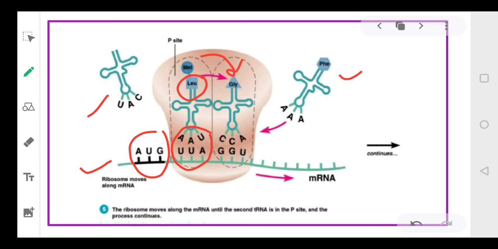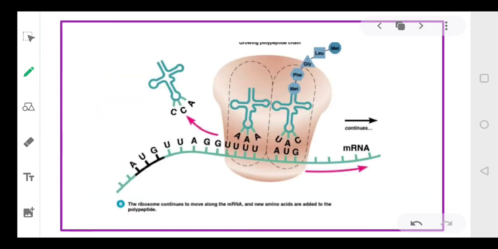Okay, now the fourth tRNA has also come. Once this finishes its work, it will leave. This ribosomal unit will again move in this particular direction, and this is your 5', 3' direction. So the ribosomal unit is continuously moving from the 5 prime to the 3 prime direction. Now again see, in the same manner, 1, 2, 3, 4: the 4 amino acids have been formed. The very first is methionine, second is leucine, third is glycine, then phenylalanine, and now again methionine.